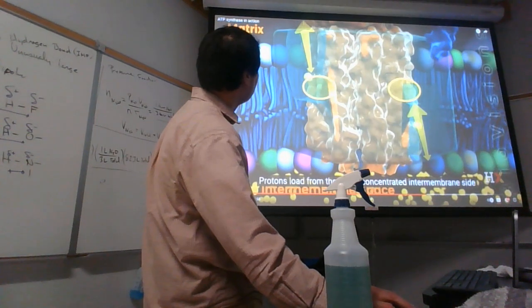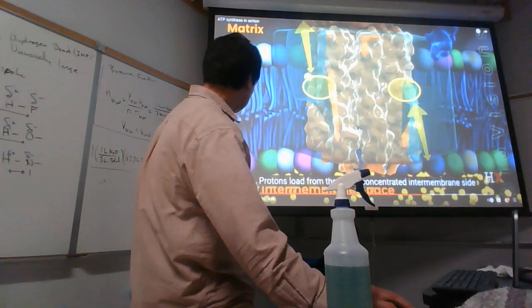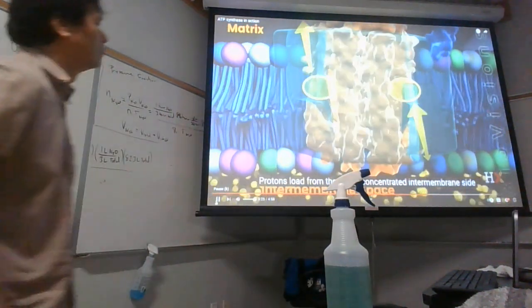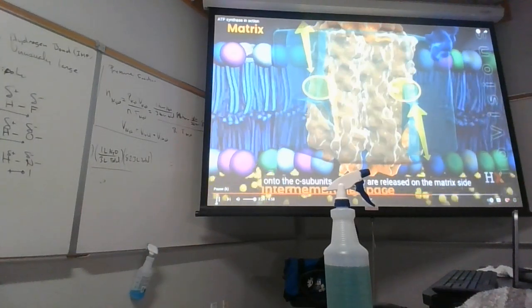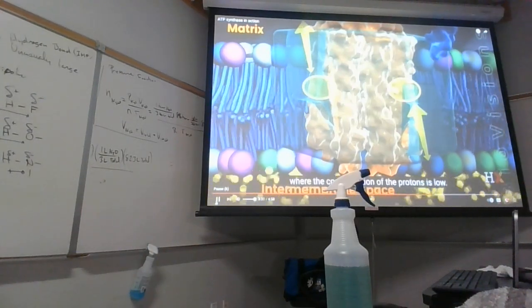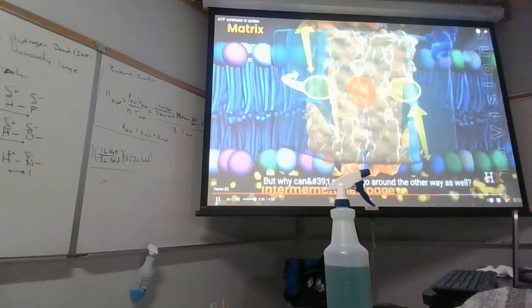This is the cell membrane here. So that's what's driving this. From the highly concentrated intermembrane side onto the C subunits, and they are released on the matrix side where the concentration of the protons is low. But why can't protons go around the other way as well?